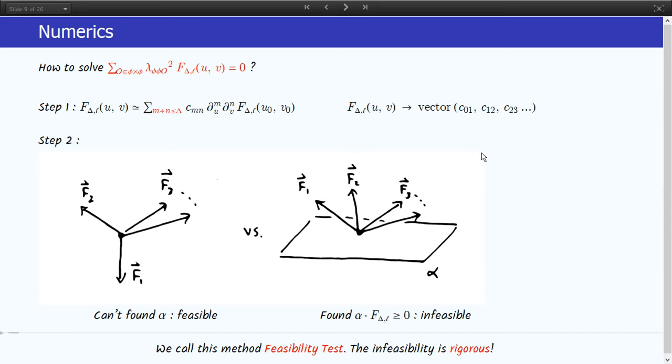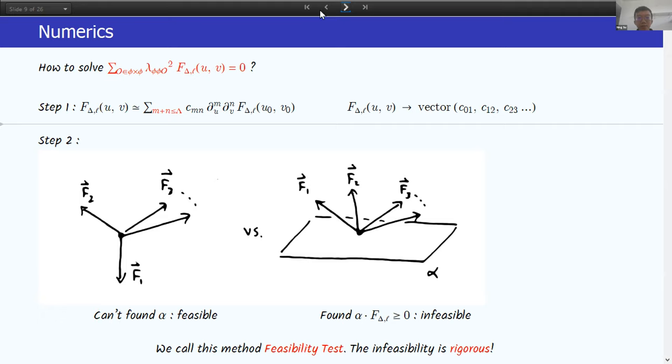How many terms do you usually consider typically? You mean the dimension of the vector space? What's the size, yeah. We can do very high dimensional vector spaces, like a few hundred. We are still trying to improve the numerics, and in the future we might be able to do more. Thanks. Thanks for the question. So now let me show a real example.